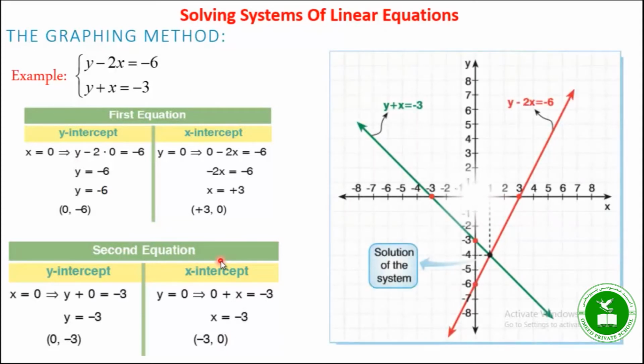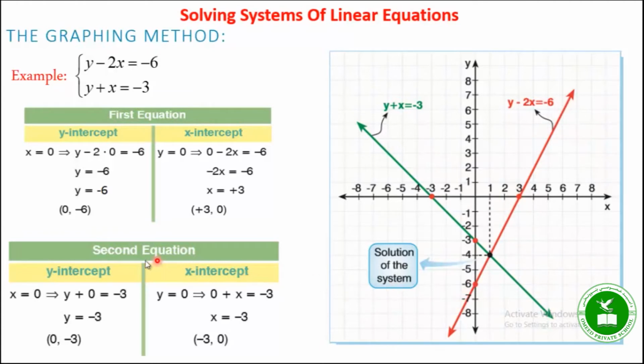So let's come to the graph. The red graph is the first equation, y minus 2x is equal to minus 6. We have here the ordered pair 0 and minus 6: x is 0 and y is minus 6, this point. And the second, the x-intercept, x is positive 3 and y is 0, this point. And we have got this graph.